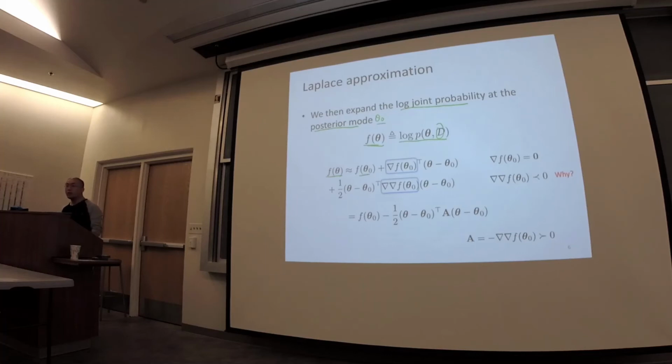How can we do that? Just use Taylor expansion. The first term will be the function value at theta 0, right? The second will be the gradient of the function at theta 0 in an inner product with the difference between theta and theta 0. The third term is half of this quadratic term: theta minus theta 0 transpose, the Hessian of the function at theta 0, times theta minus theta 0. So this is a matrix.